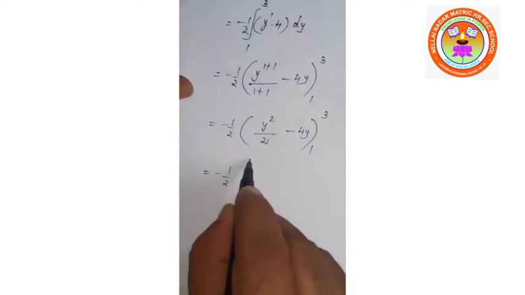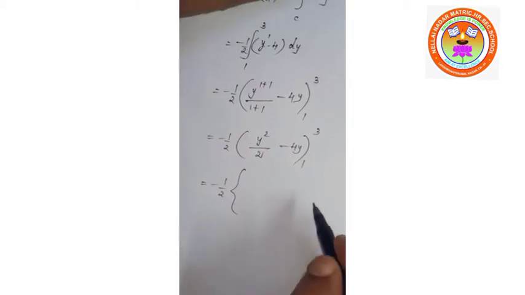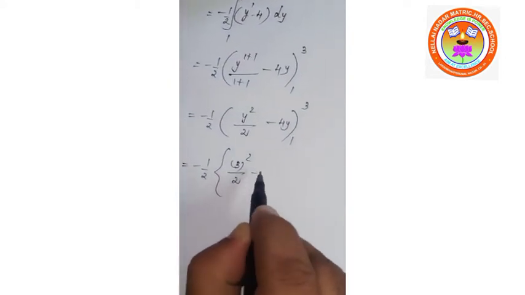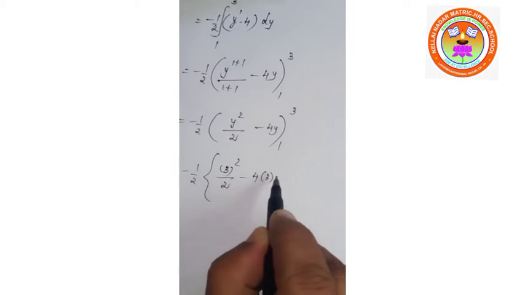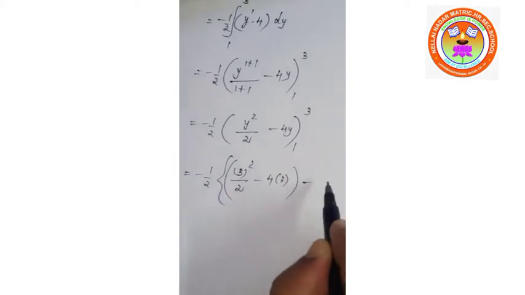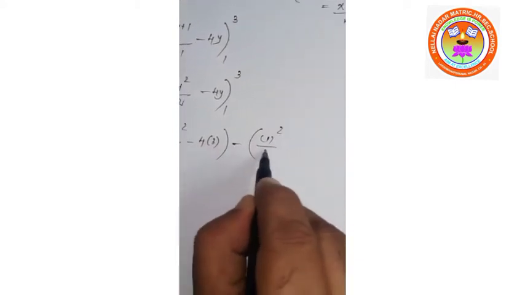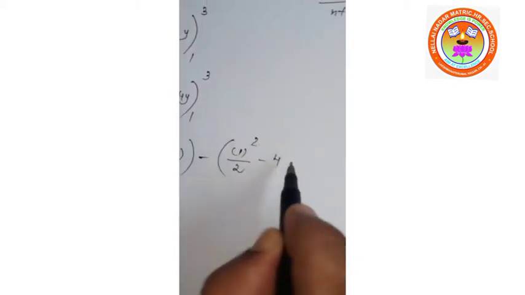Minus half into, we can apply the upper limit. What is the upper limit? 3. So 3 squared by 2 minus 4 into 3. Upper limit over. Minus, now replace y by 1. So 1 squared by 2 minus 4 into 1.